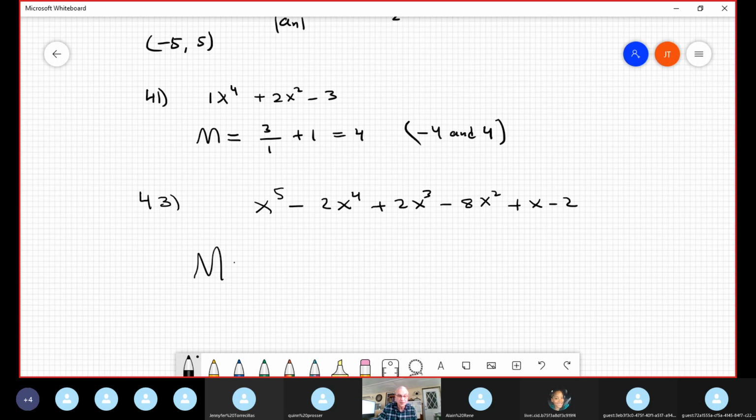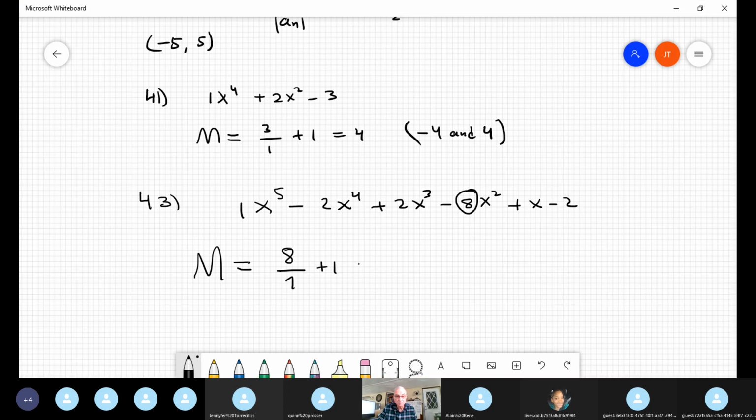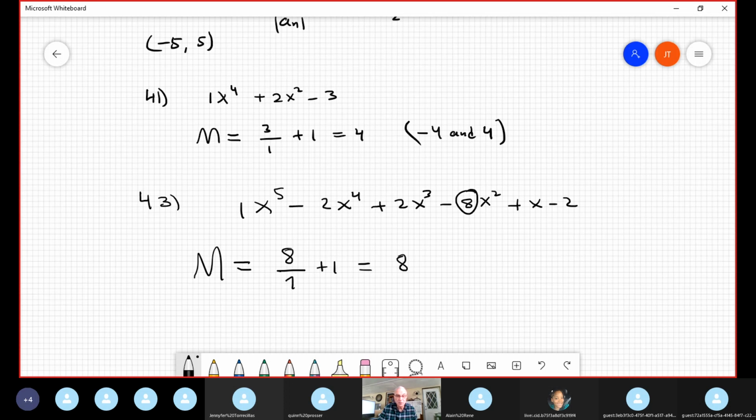Okay, the formula for the capital M is you take the coefficient with the greatest absolute value. That's all we can say. I don't care if it is positive or negative. Divided by the leading coefficient, which is 1, plus 1. So this is 8 plus 1 is 9. So I suppose that the interval is in between negative 9 and positive 9, like the option B, no?